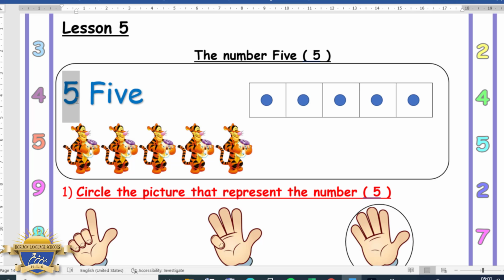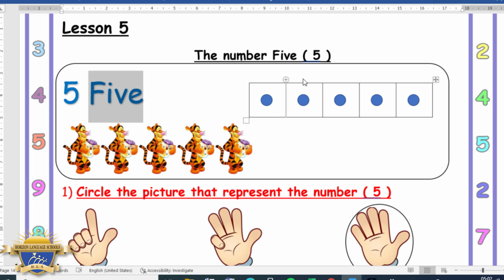Here is number 5 in digits and here is number 5 in letters. 5 in letters is F, I, V, E. Let's now count the tigers. 1, 2, 3, 4, 5.